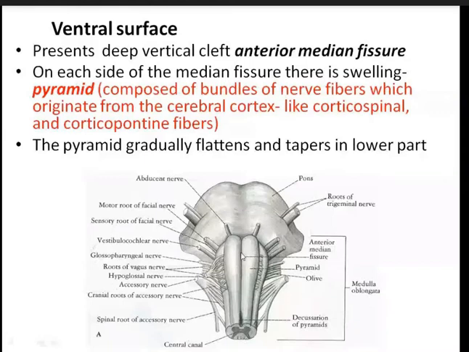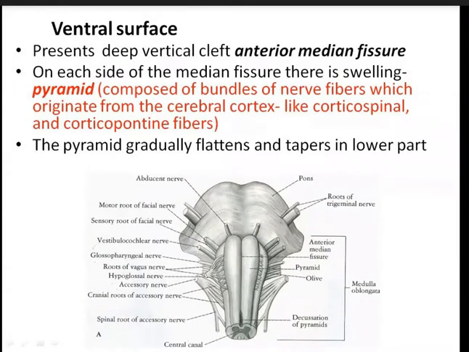It is composed of bundles of nerve fibers which originate from the cerebral cortex, like the corticospinal fibers from the cerebral cortex to the spinal cord, and the corticopontine fibers, from the cerebral cortex to the pons. Okay, they are the descending tract fibers which form the pyramid. So this is the elevation on each side of the anterior median fissure. They are the corticospinal and the corticopontine fibers continuing downward.